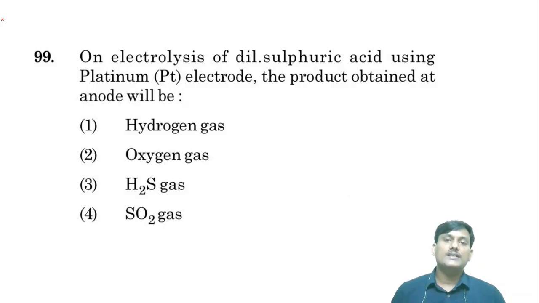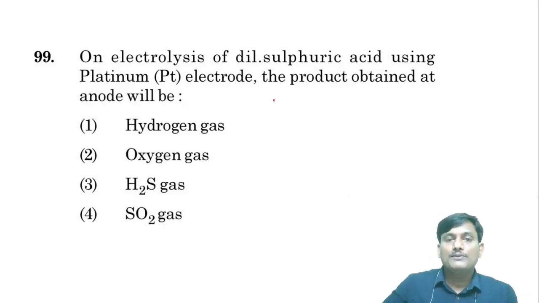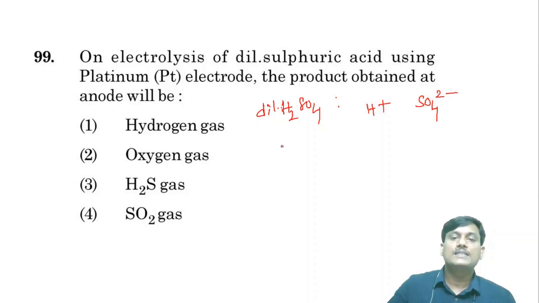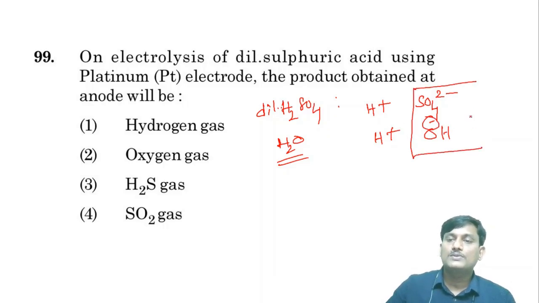What is the product at anode? If you take dilute H2SO4 solution, what are the ions you have? H plus ion and SO4 2 minus from H2SO4. Similarly, from H2O there is H plus and OH minus. At anode, anions will be migrated, so you have to consider these two, SO4 2 minus and OH minus.